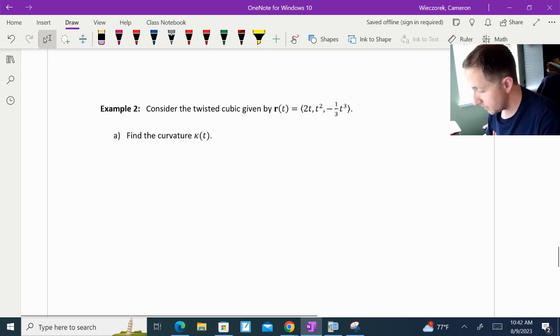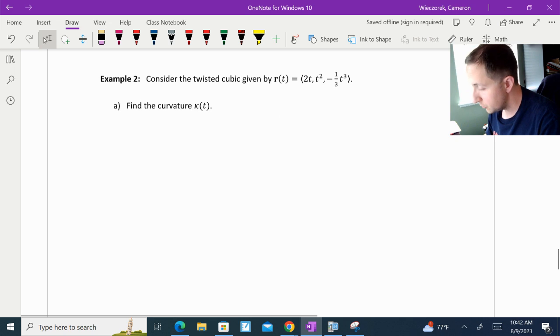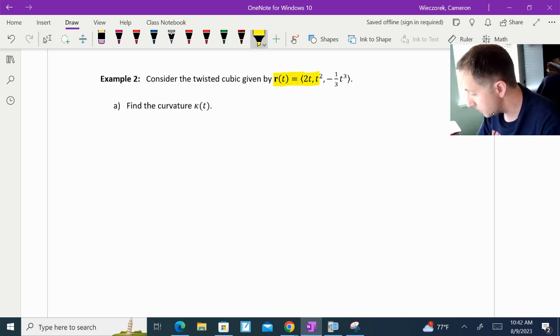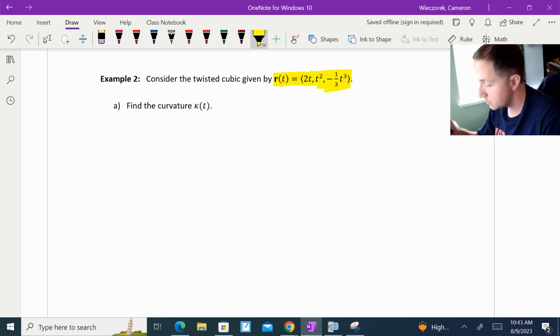So let's look at one example. I'm only going to do one because these take some time to do. I would say as a good exercise, though, we're going to be computing the curvature of this twisted cubic curve. And I have this sketched on CalcPlot 3D. So we'll take a look at this once we're done with the problem. It's given by r of t equals 2t, t squared, negative 1/3 t cubed. So the power of the polynomial is increasing with every component. And the first thing they want us to do is find the curvature function kappa of t.